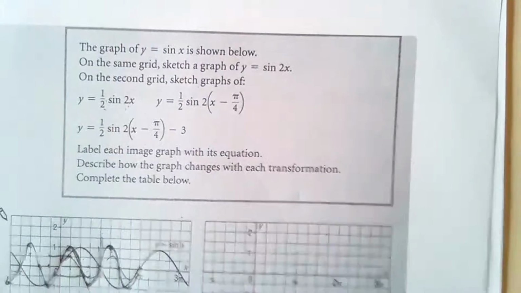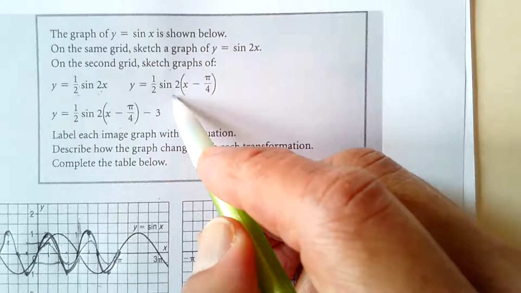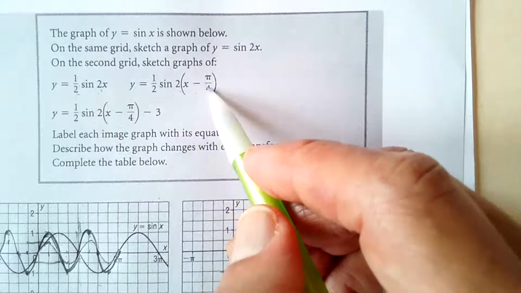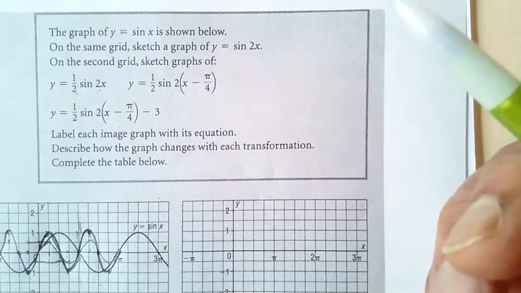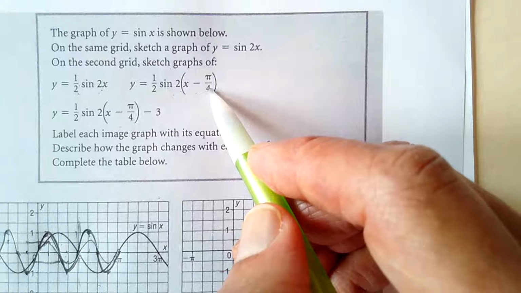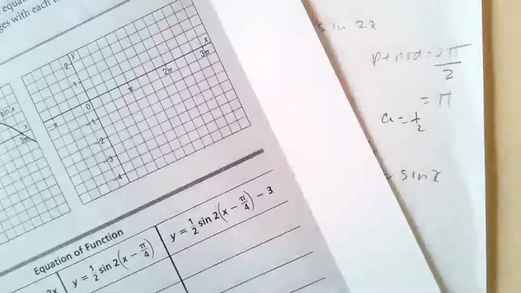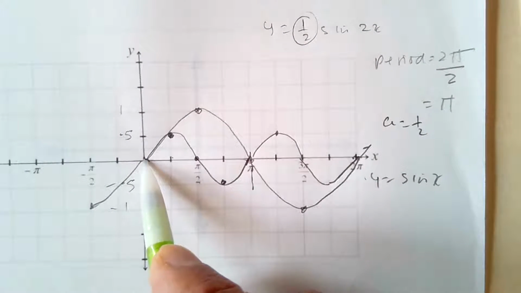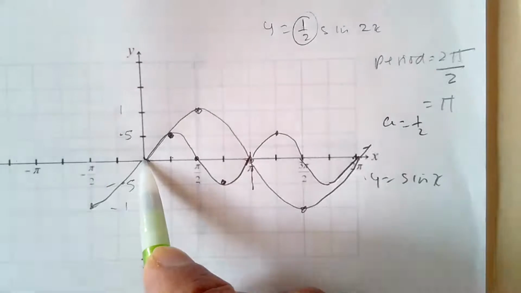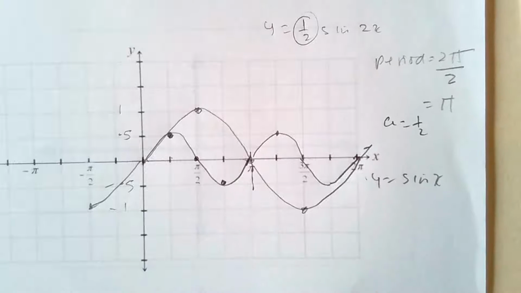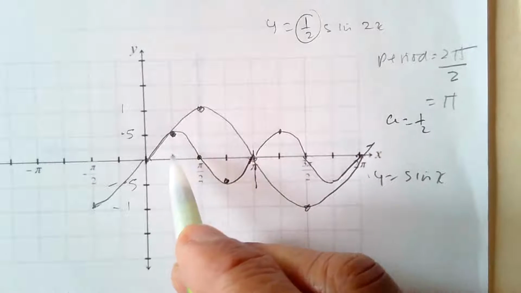Okay, so that's the first one. The second one, we now go one step further, in this case where we have a horizontal shift of pi over 4. So instead of it beginning at 0, 0 here, it shifts to the right pi over 4 units.